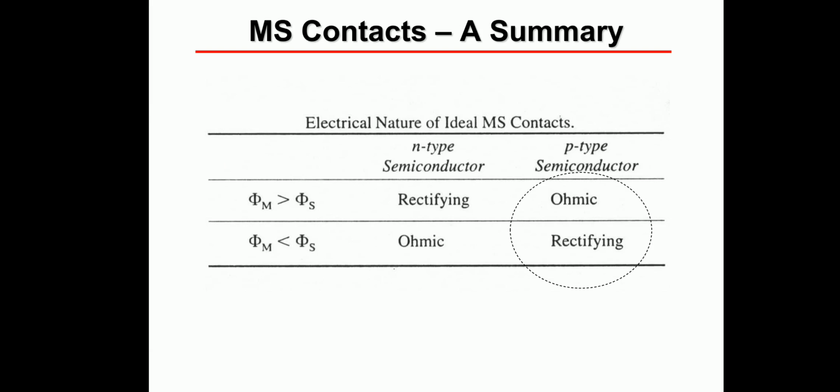So we can summarize this metal-semiconductor contact. Here we have considered the n-type semiconductor only. For an n-type semiconductor, if phi m is greater than phi s, it acts as a rectifying contact, and if phi m is less than phi s, it acts as an ohmic contact. For a p-type semiconductor, it's just the reverse: phi m greater than phi s will be ohmic and phi m less than phi s is rectifying. In the next video we will see the Schottky and rectifying contact of metal with a p-type semiconductor.